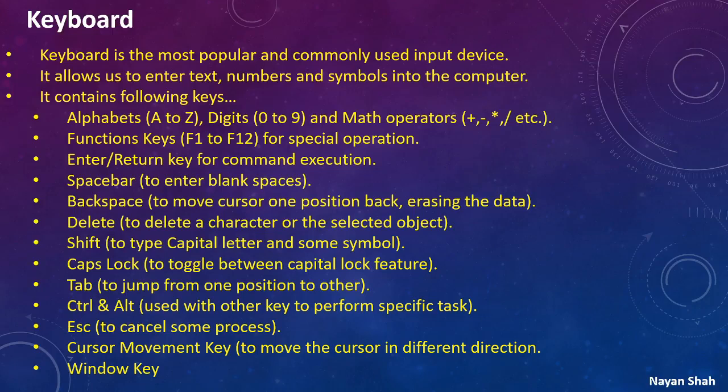Cursor movement keys. There are 4 cursor movement keys to move the cursor in 4 different directions: top, bottom, left and right. Now there is one more key in the latest keyboards, and that is the Windows key. Again, the Windows key is like the Control and Alt keys. The combination of the Windows key gives many other effects, or tasks can be completed by pressing the Control key, the Windows key and another key together.